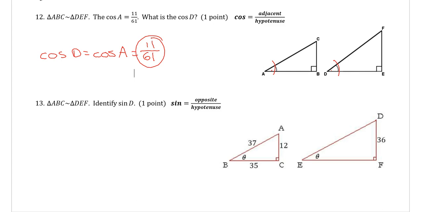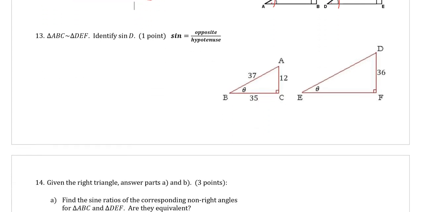Okay. Same thing with 13. 13 is almost exactly the same, right? I want to identify the sine of D. Okay. I don't have enough information about this triangle to tell what this sine of D is going to be, but I know the sine of D is going to equal, right, this triangle since they're similar, okay, which equals the sine of A.